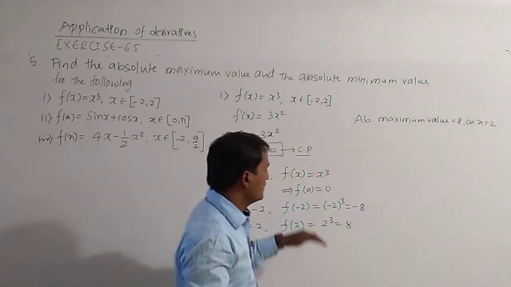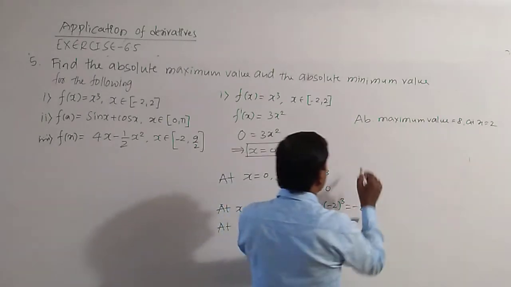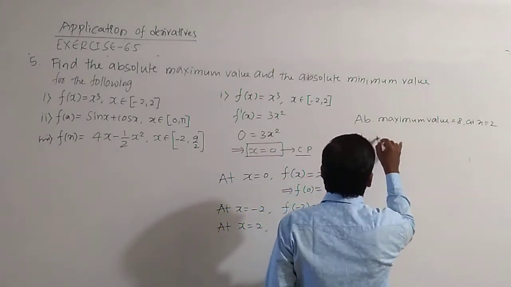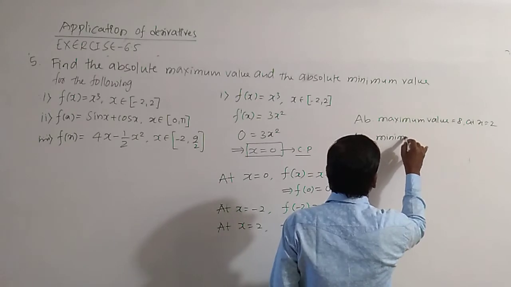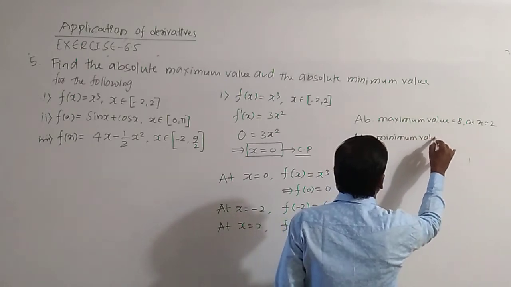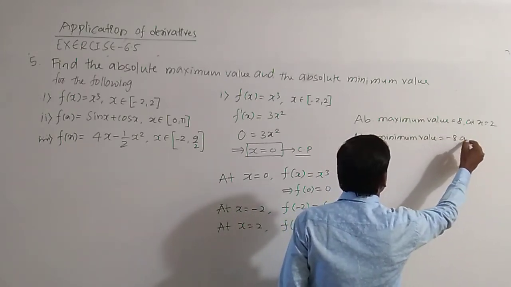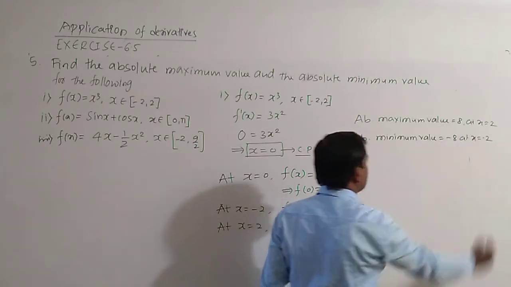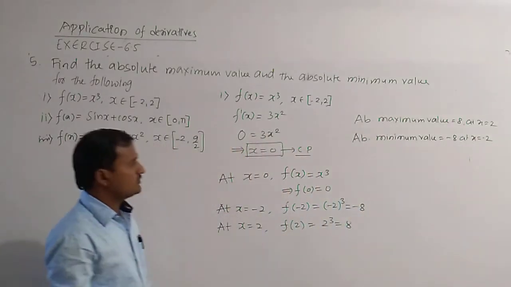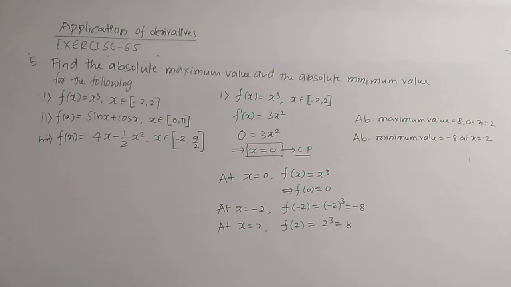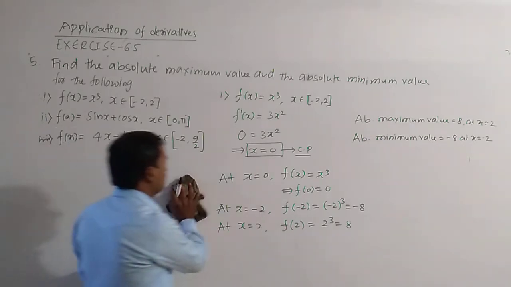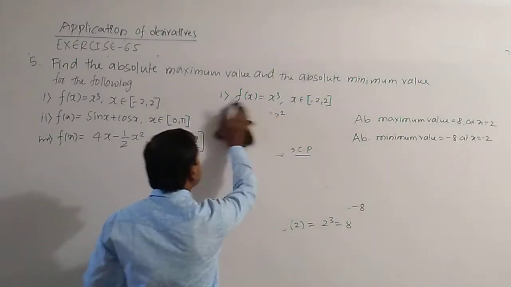Okay, next. What is the minimum? Minimum is minus 8. So therefore your answer is: absolute minimum value is equal to minus 8 at x equal to minus 2, right? So this is the procedure to find absolute maximum and absolute minimum. Okay. Now go to the second question.